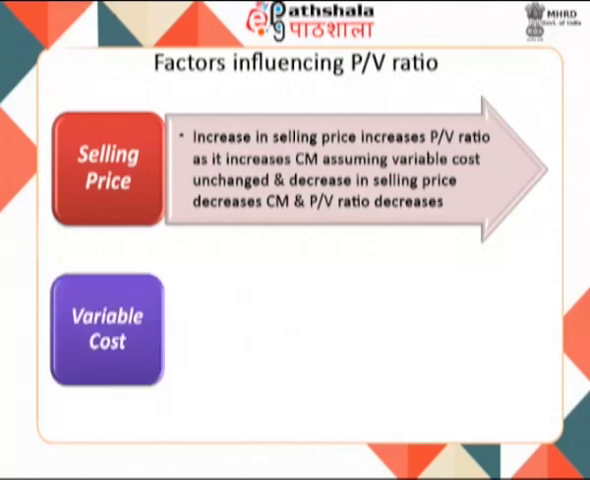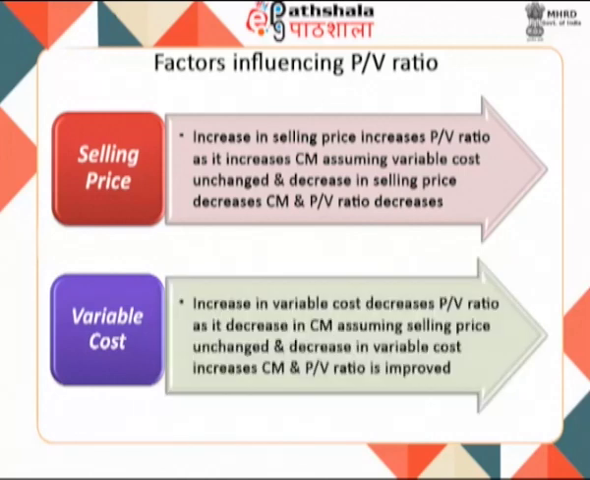Number 2. Variable cost. Variable cost per unit affects the PV ratio inversely. An increase in the variable cost decreases the PV ratio as it decreases the contribution margin, assuming per unit selling price to remain unchanged. On the other hand, a decrease in variable cost increases the contribution margin, assuming per unit selling price to remain unchanged, and thus the PV ratio is improved.